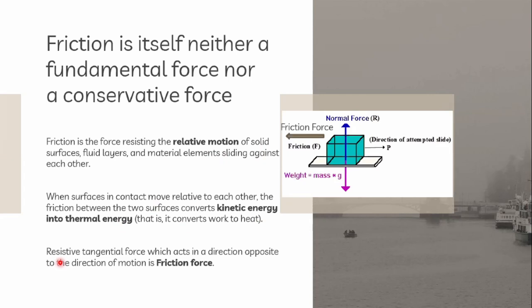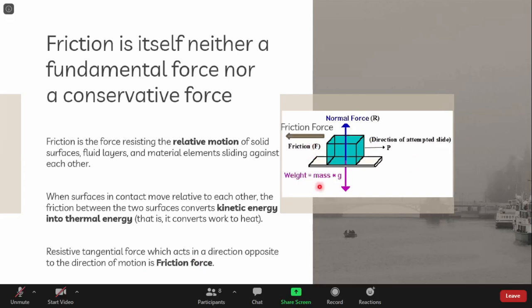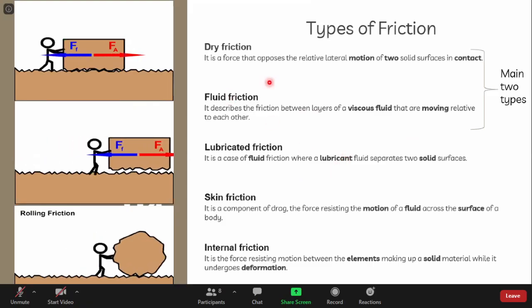The resistive tangential force which acts in the direction opposite to the direction of motion is the friction force. Here you can see the direction of attempted slide and the friction force, and W is the normal force. Types of friction.